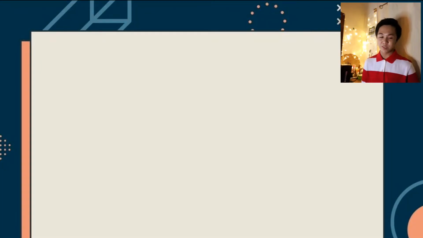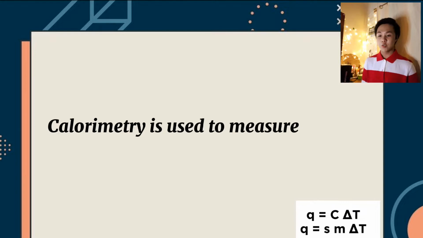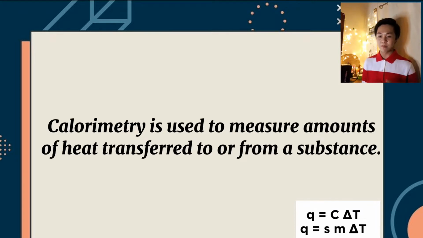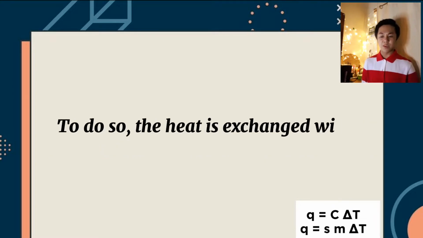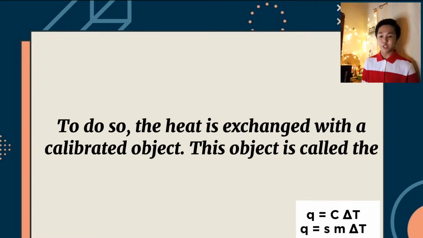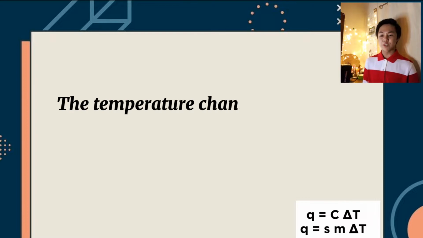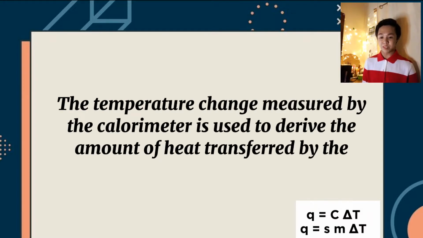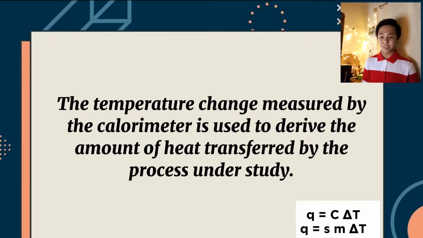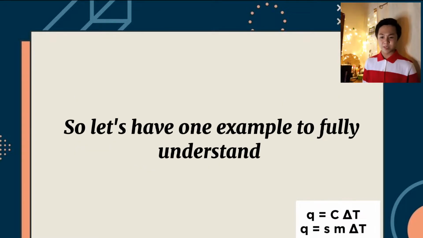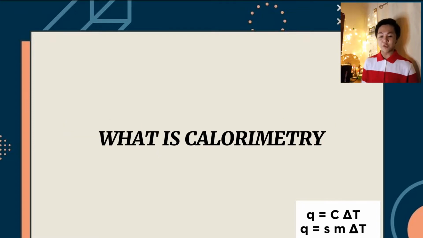Let's start out. First of all, let me explain what is calorimetry. Calorimetry is used to measure the amount of heat transferred to or from a substance. To do so, the heat is exchanged with a calibrated object. This object is called the calorimeter. The temperature change measured by the calorimeter is used to derive the amount of heat transferred by the process under study. So let's have one example to fully understand what is calorimetry.